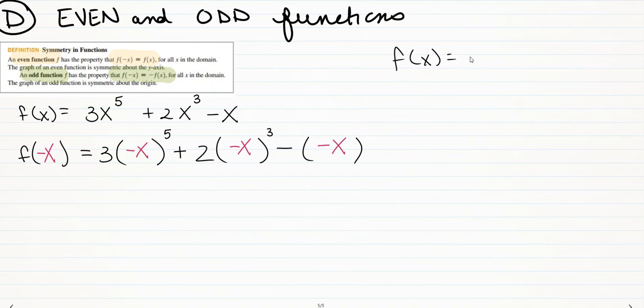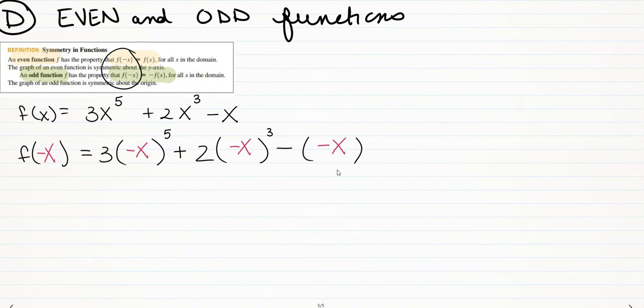So let's take an example like this. f of x equals 3x to the fifth plus 2x cubed minus x. And if I want to find f of the opposite of x, notice that that's what we do for both the definitions. If I want to determine if it's even or odd, I'd replace the x with the opposite of x. The way I go about doing that, if you could look at the black and ignore the pink for just a minute.